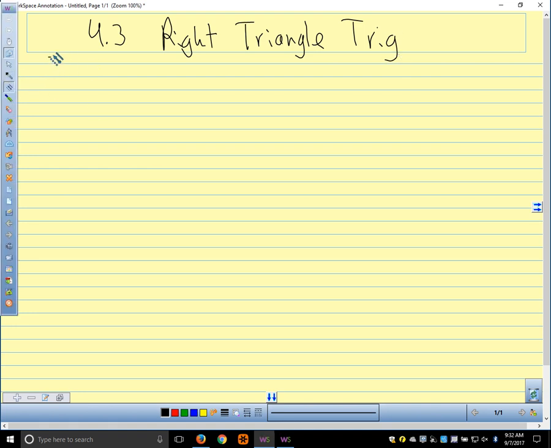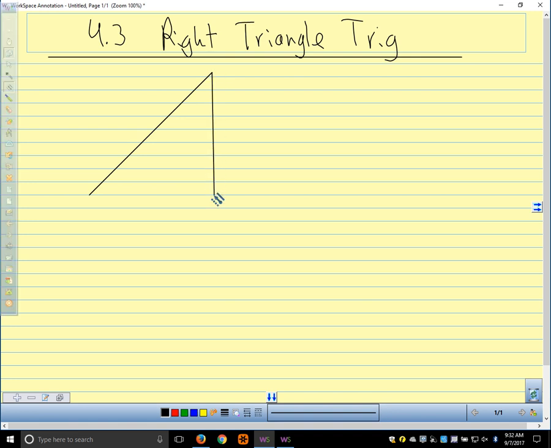So what we're going to talk about today all has to do with angles in triangles. So I'm going to draw a generic right triangle here. And we're going to call this angle theta. And since we're talking about angles in triangles, we're going to say that 0 is less than theta, less than 90 degrees. So we're talking about angles between 0 and 90 degrees because we're talking about angles in triangles.